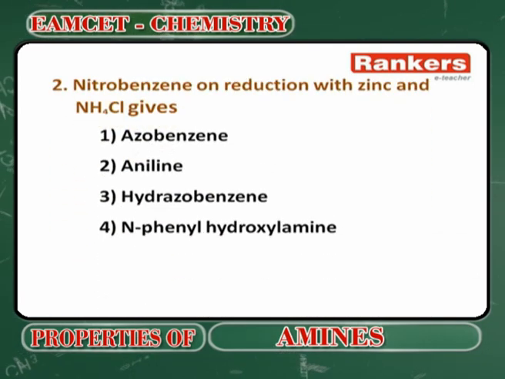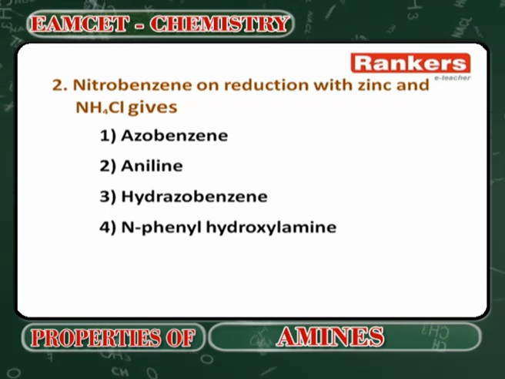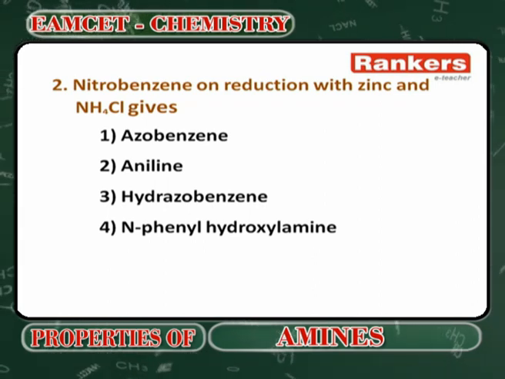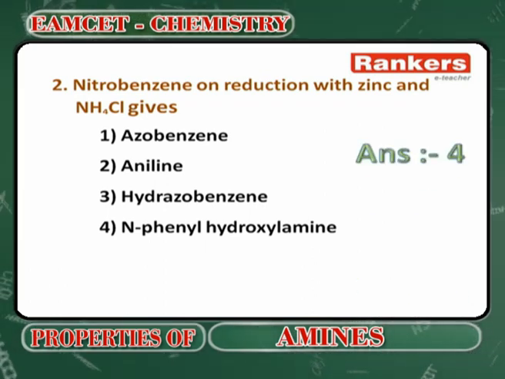Second question, nitrobenzene on reduction with zinc and ammonium chloride. Remember, zinc is a weak base. Freshly prepared ammonium chloride, because of cationic hydrolysis, is an acidic solution. So, weak acid, weak base, neutral. I said acidic medium gives aniline, neutral medium gives N-phenyl hydroxylamine, and basic medium gives hydrazobenzene. This is the fourth one, N-phenyl hydroxylamine is the right answer.